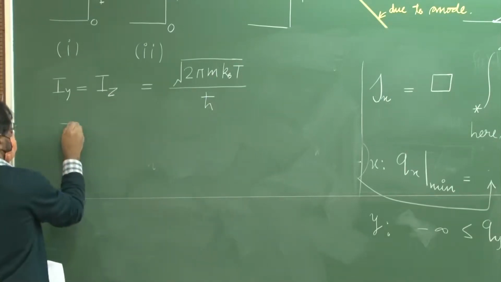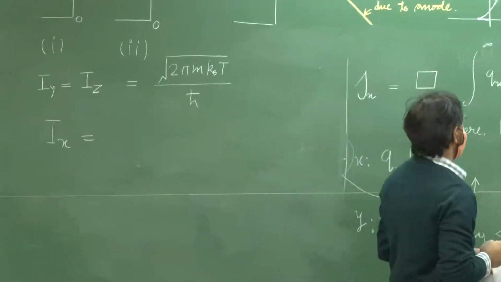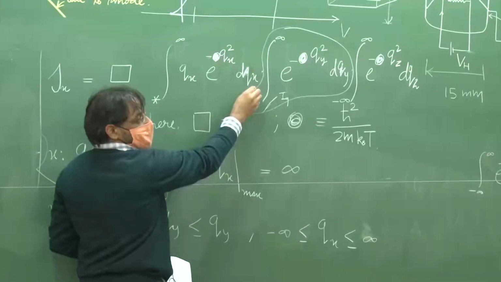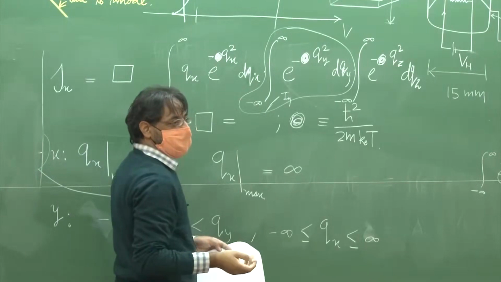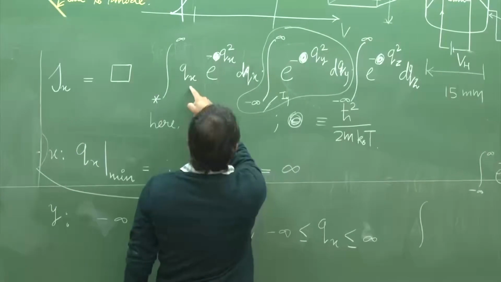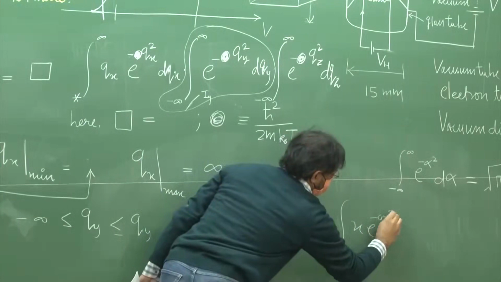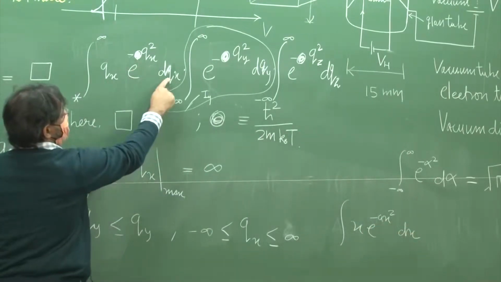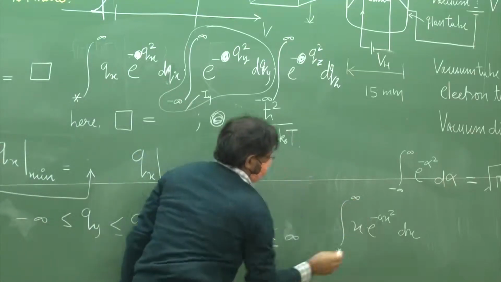Now, what about the Ix integral? The Ix integral is even simpler. You do not even have to resort to any standard integration. If this is alpha square, then 2 alpha Qx dQx will be 2 alpha, right? This is an integral of this form, x exponential minus ax square dx, as simple as this, with limit from some number to plus infinity.